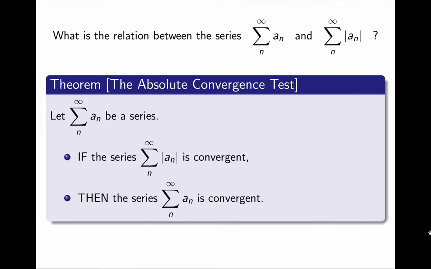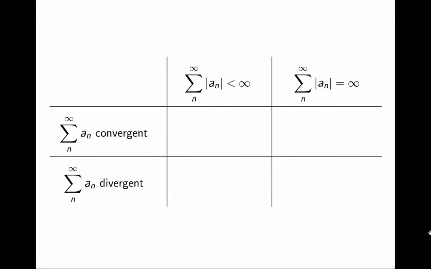I am going to represent this in a little table. An arbitrary series may be convergent or divergent. The same series with absolute values, since it's a positive series, can only be convergent or infinity. A priori, this combines into 4 possible cases. The theorem says that one of these 4 cases is impossible. We cannot have a divergent series that becomes convergent with absolute values. I will postpone the proof till the next video.